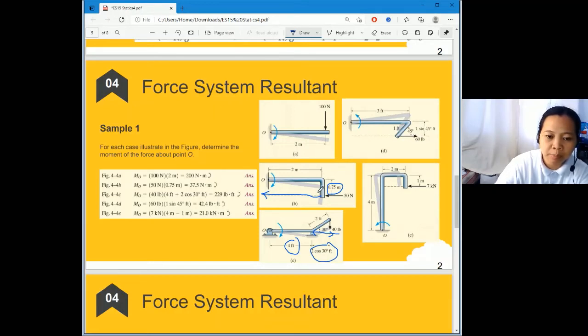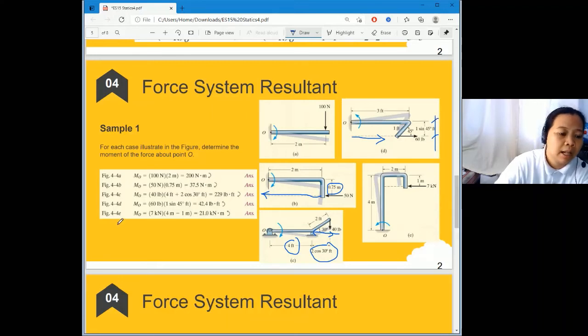The same with this problem, di ba? It is just at an angle, so we use 1 sine 45 degrees because of this angle. And you will translate it here, the load of 60, then you will have a distance.